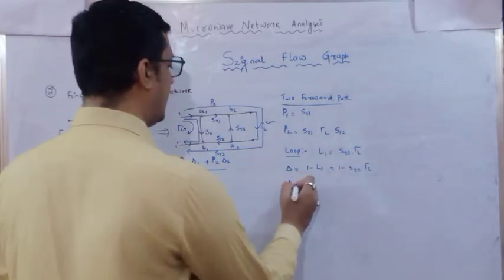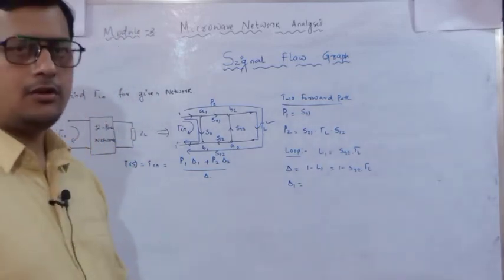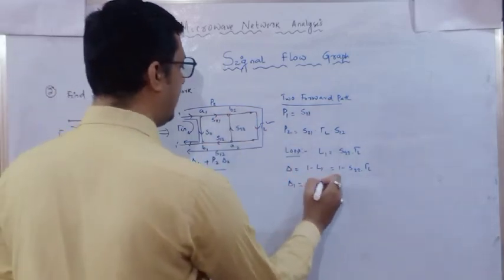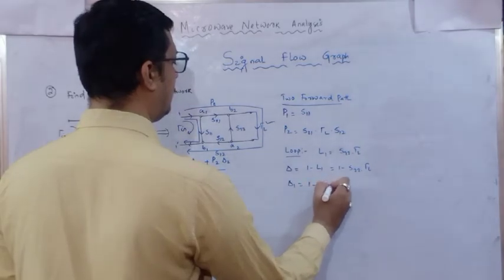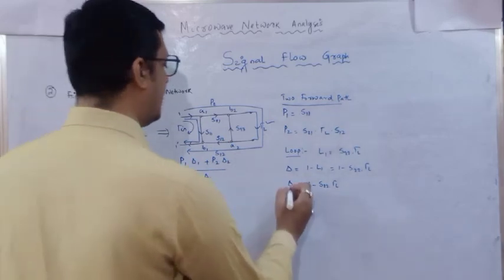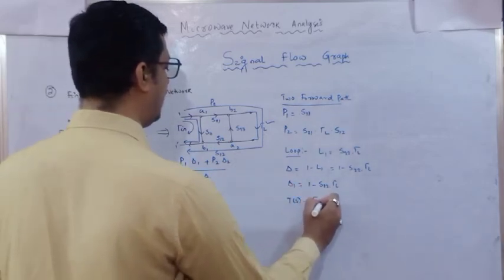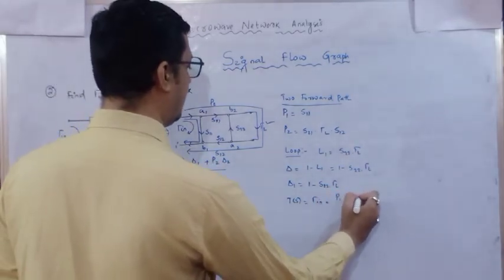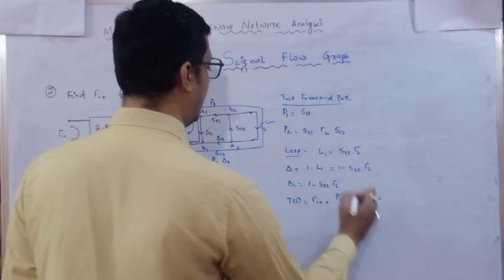Then what is del 1? Del 1 means 1 minus the non-touching loop with respect to path 1. So the non-touching loop is this. Here I will write 1 minus S22 into the reflection coefficient of the load. And then I will write the transfer function, that is the reflection coefficient. It is P1 del 1 plus P2 del 2, divided by del.